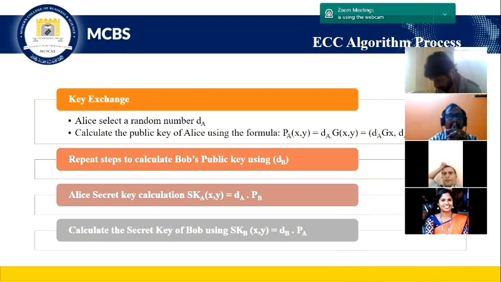And Alice's secret key calculation will be by multiplying the random number with Bob's public key. And the calculation of the secret key of Bob using the shared secrets is done by multiplying the public key of Alice by the random number of Bob.